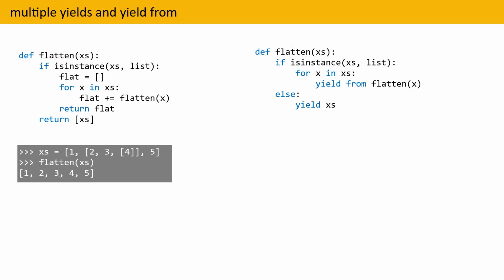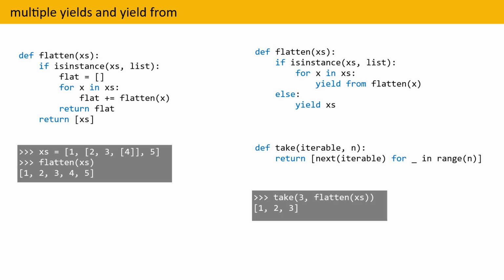A generator, while compact, can describe complex behaviors with multiple yields and recursive calls. If we define a little helper function take, we can use it to retrieve the first 3 elements of the flattened list. As a last example, let us look at a slightly more complex code that finds all words in a set of files that contains a given query string.